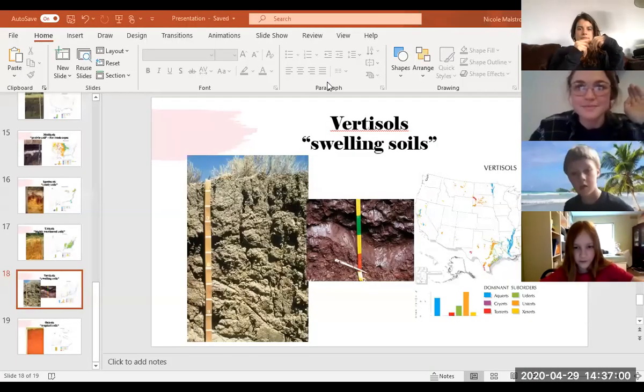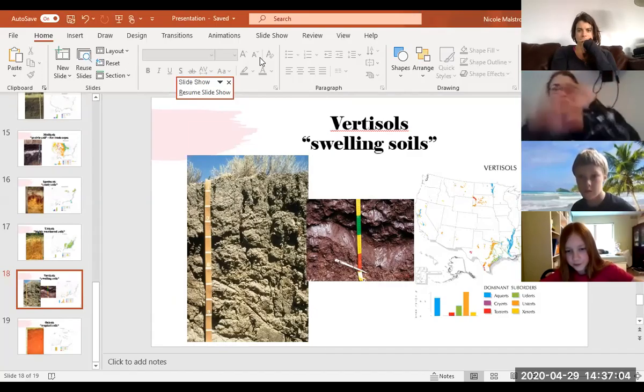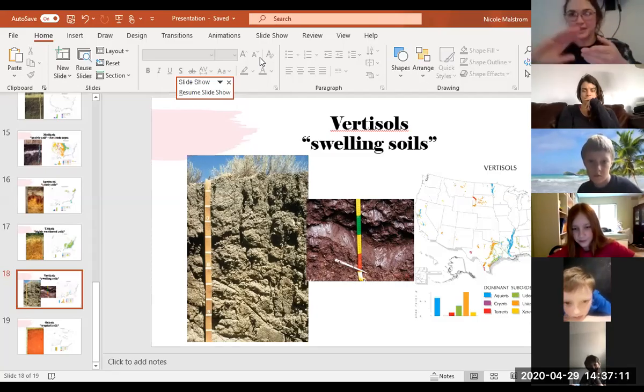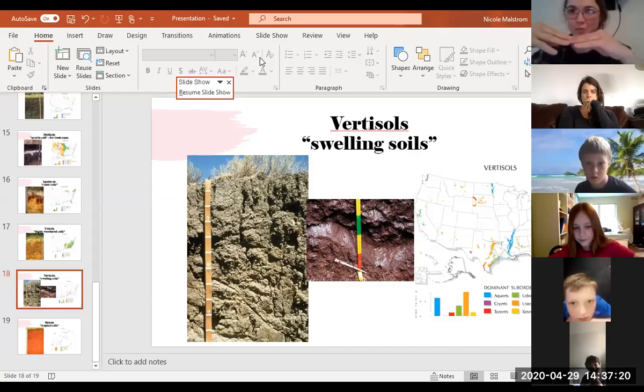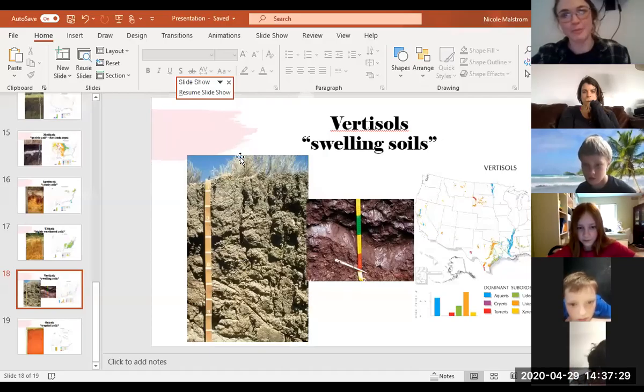That is the vertisol, which we call swelling soils. Those are super clay rich, and they have the kinds of clays that swell. Because of the chemical structure of clays, usually they're in sheets, and the space between the sheets will fill up with water. So this whole soil profile, when it rains, will expand, and it will literally grow up.